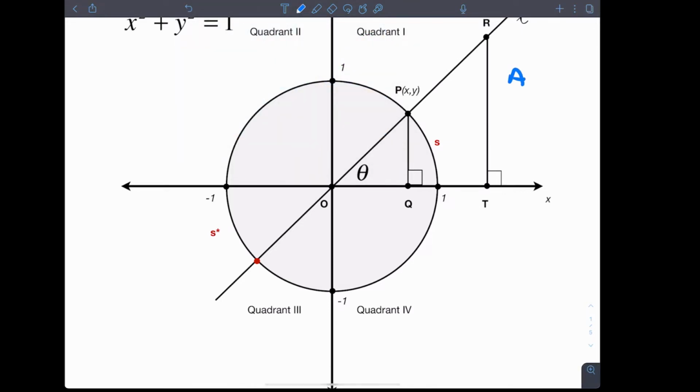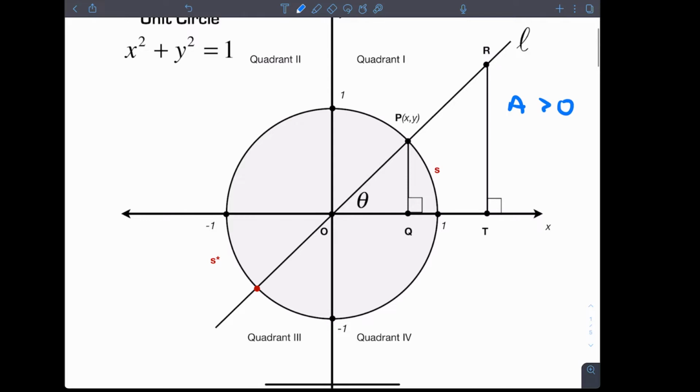Quadrant 1, this is all. That means all three trig functions are what? Positive. That's what the all stands for. Okay? Why, ladies and gentlemen? Why are all three trig functions positive?